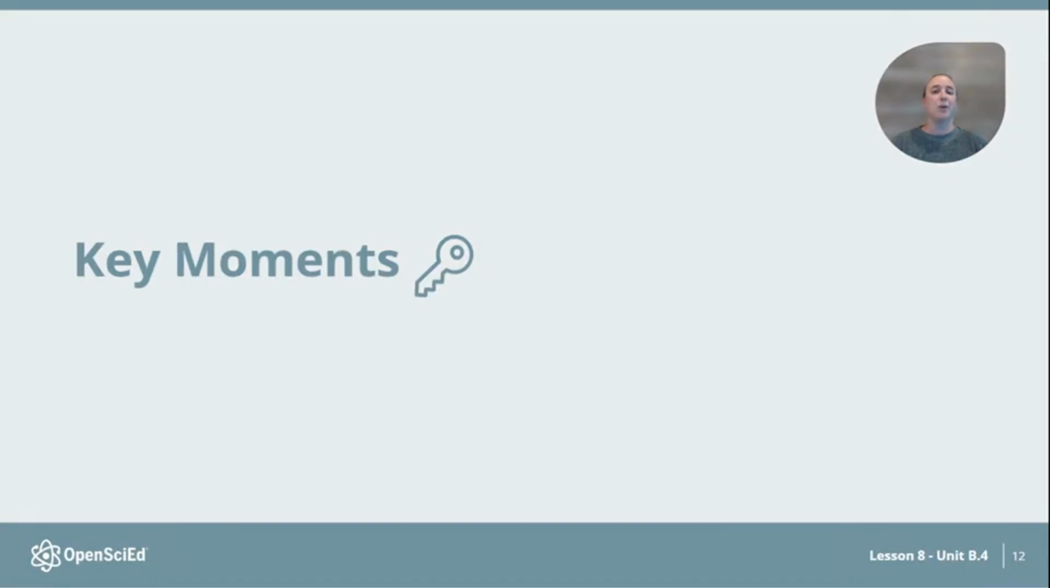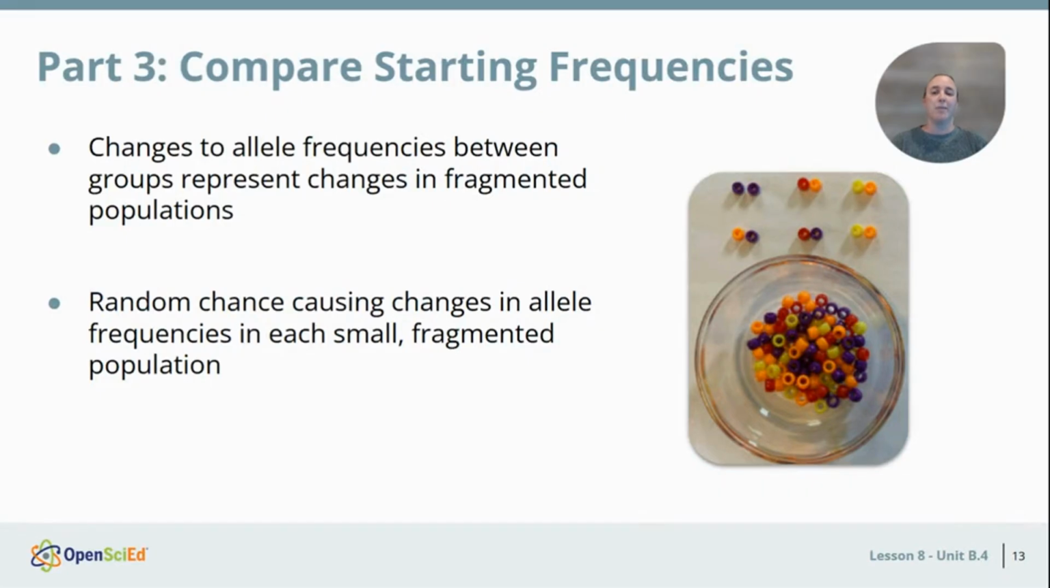Let's take a look at the key moments in Lesson 8. One of the key moments of Lesson 8 is the discussion that arises when comparing starting frequencies after the first round of fragmented data collection. This occurs when selection pressures are introduced into our investigation. During this discussion, students identify that changes to allele frequencies between groups represented the fragmented panther populations and that random chance caused these changes. Understanding these key ideas helps students to begin to question why our current model of natural selection doesn't explain the lower fitness of the Florida panthers.